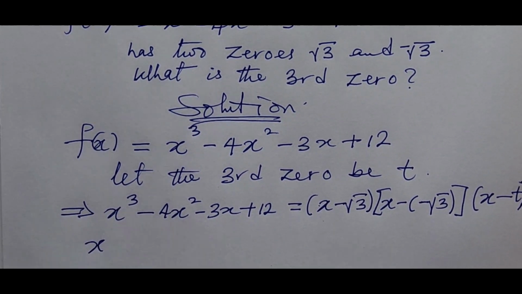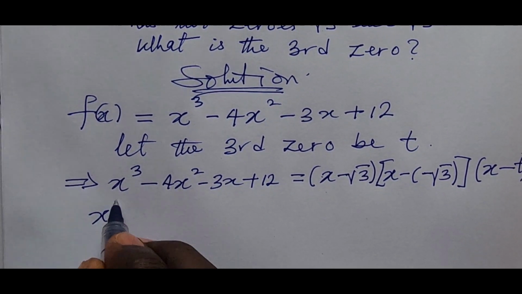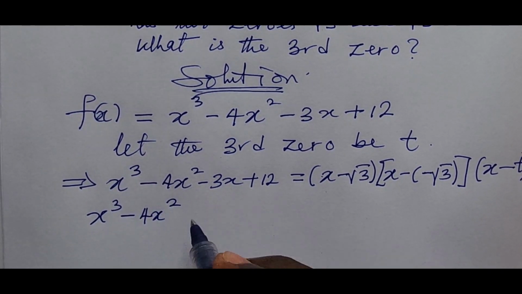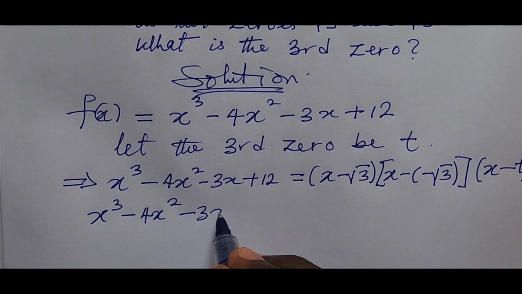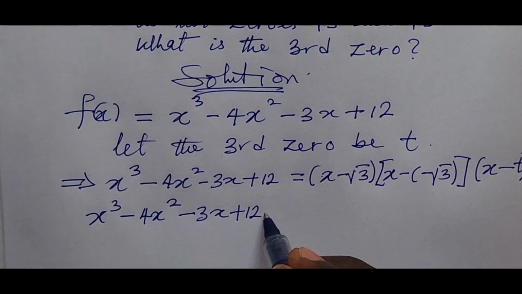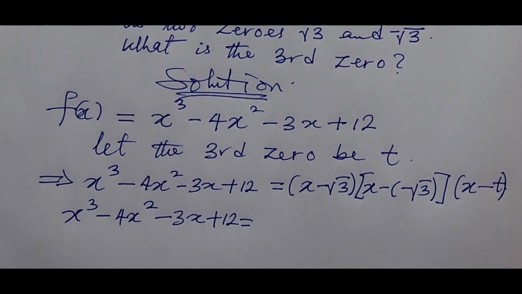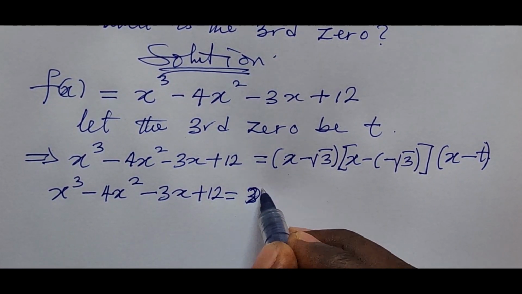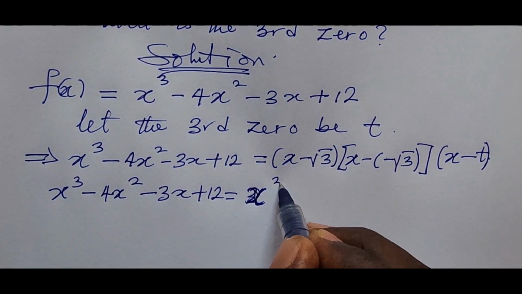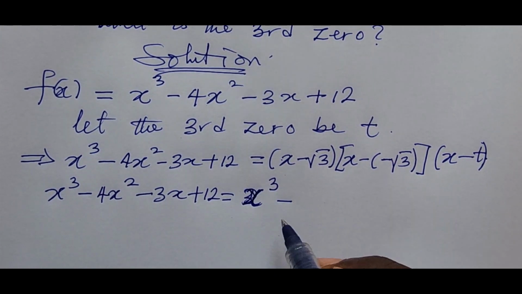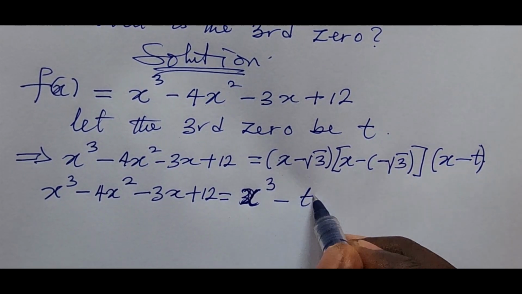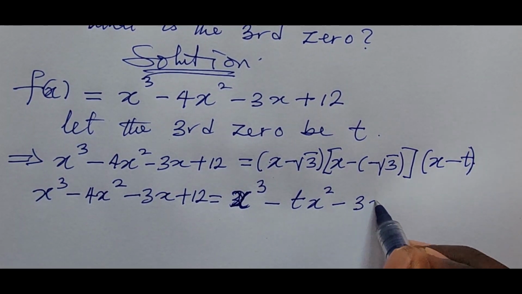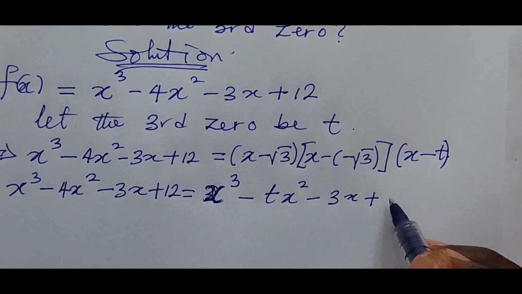What we do here, we just have to open up every expression we have here. So this is going to give us x to the power of 3 minus 4x to the power of 2 minus 3x plus 12 will now be equal to, the opening of this is going to give us x to the power of 3, then minus t x to the power of 2, minus 3x, then plus 3t.